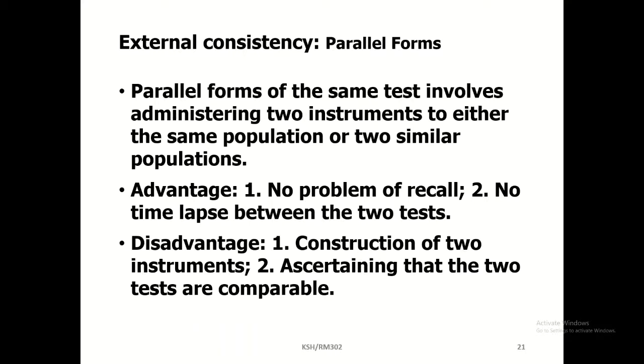However, there are two disadvantages. First, it can be harder to develop two similar instruments. Second, it can be difficult to ascertain that the two instruments, or tests, are comparable in every respect. So now, in summary, in the test/retest procedure, we use only one test twice. In the parallel forms procedure, we use two similar tests among one population, or use each test with one of the two similar populations.